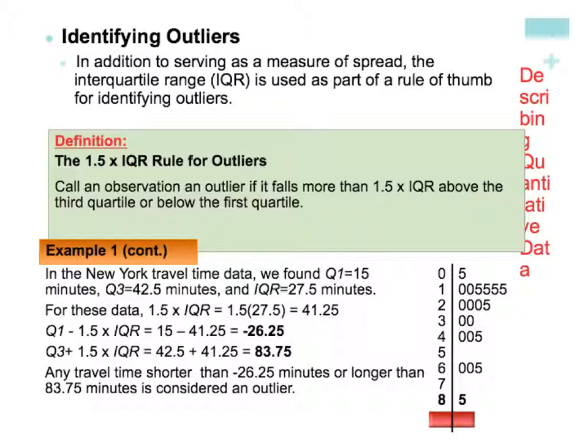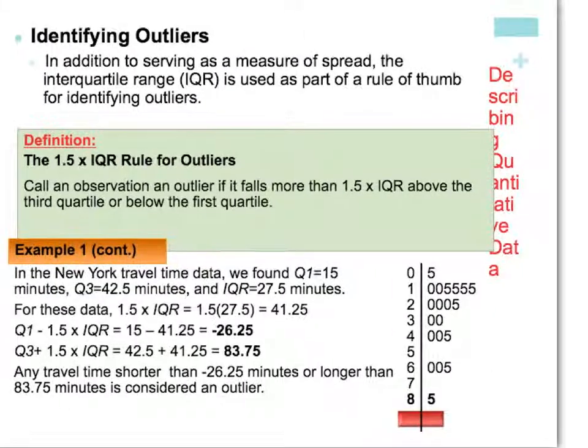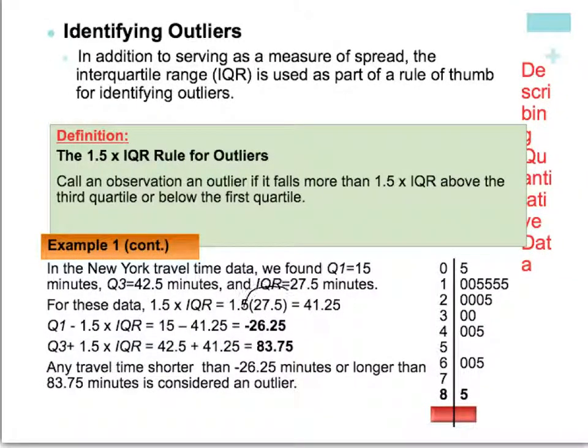outlier. Okay? So we take our Q3 minus Q1, which we already computed to be 27.5. Okay, we got that on our previous slide. We multiply that by 1.5. So we get this amount. We're saying anything that is more than 41.25 minutes above Q3, or anything that is more than 41.25 minutes below Q1 is considered unusual.